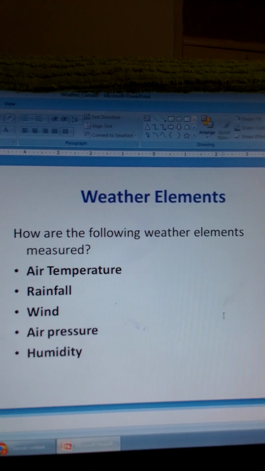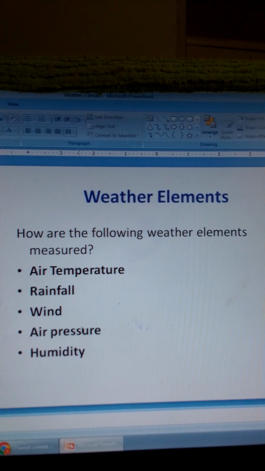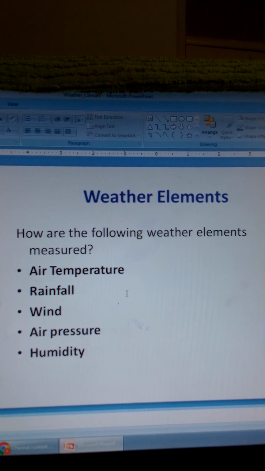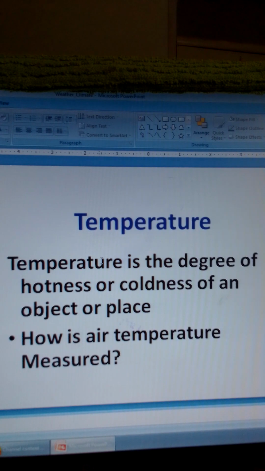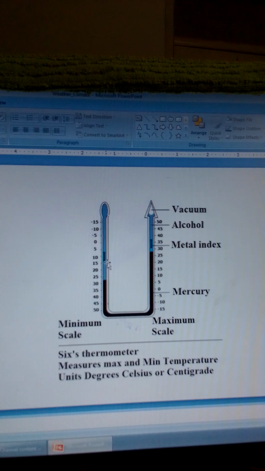Now, weather elements. How are the following weather elements measured in a weather station? Air temperature, rainfall, wind, air pressure, and humidity. We shall look at them one by one. How temperature is measured. Temperature is the degree of hotness or coldness of an object or place. Now, how is air temperature measured? Air temperature is measured using a thermometer.